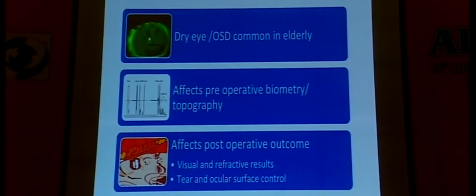So why do we manage ocular surface? Of course, we know that dry eye and ocular surface disease is so common, not just in the elderly, but also in our refractive patients. And it affects the preoperative biometry, which is very important. You want to consider premium IOL, and also topography for our LASIK screening cases. It also affects the postoperative outcome, the visual refractive results, and the tear and the ocular surface control.